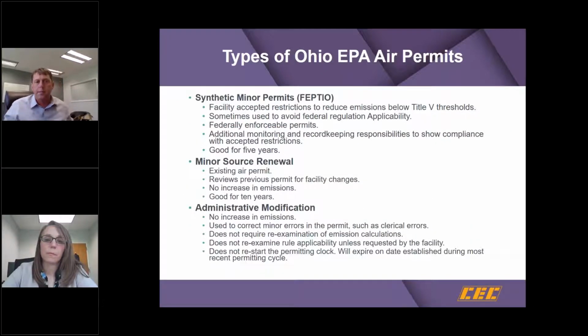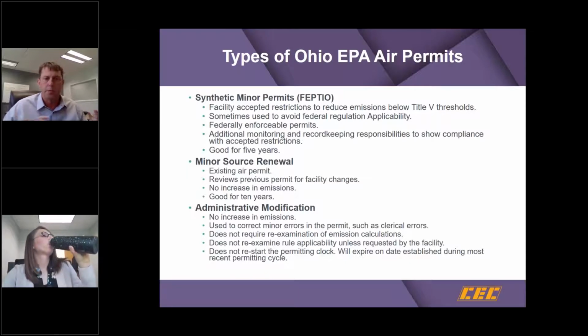Okay, skipping ahead to the synthetic minor, or the federally enforceable permit to install and operate. This is what I had kind of mentioned earlier. So you have a facility that, and this will all be clear, we have some slides that show tables with the emission limits and what triggers Title V. Title V is your over 100 tons, if you're in an attainment area, over 100 tons of criteria pollutants: SO2, NOx, particulate matter, VOCs, things like that.